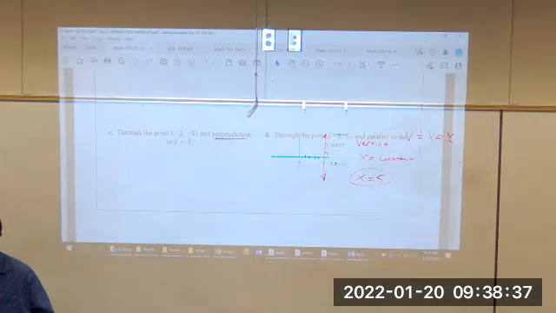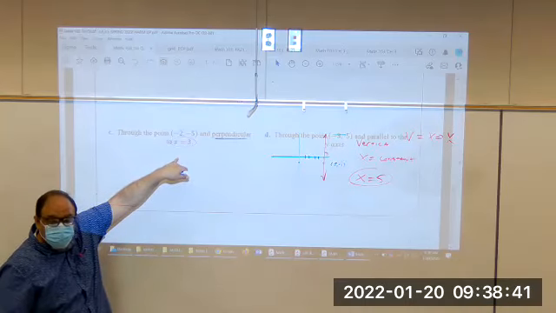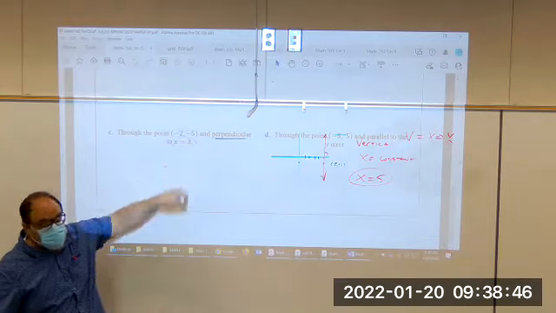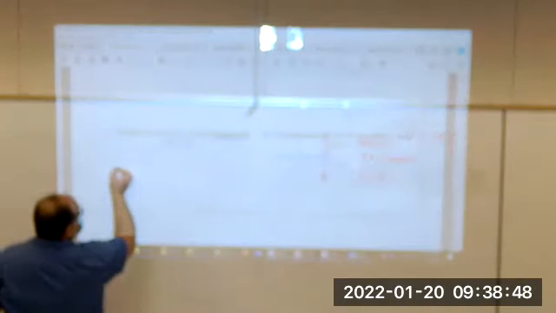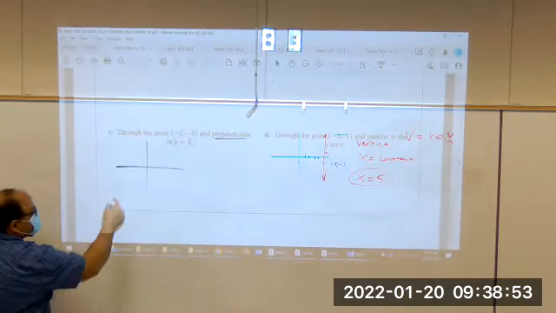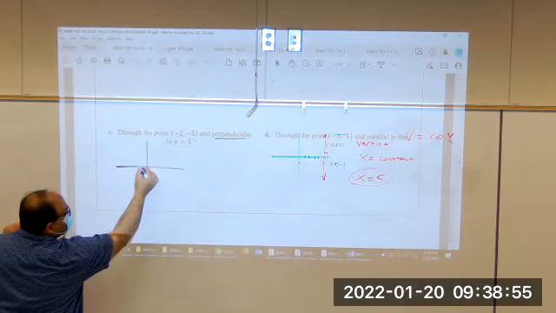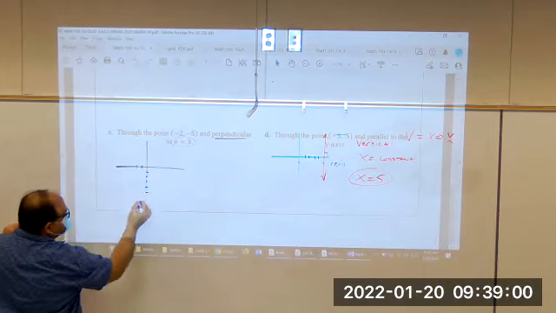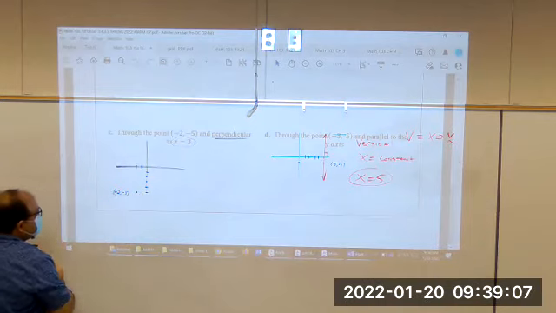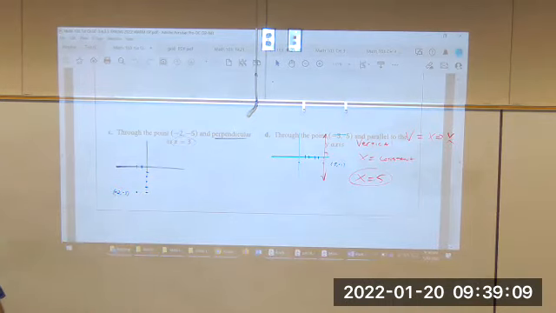Think about it from this perspective. You would first have to find the slope. X equals 3 by itself, the slope is undefined. You can't find the slope. So we're going to make a picture. -2, -5 is in quadrant 3. You've got to go 2 to the left and then 5 down. -2, -5. That's the point my line is going to go through.